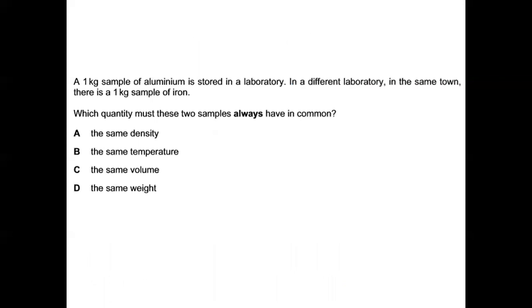Next, a 1 kilogram sample of aluminum is stored in a laboratory. In a different laboratory in the same town, there is a 1 kilogram sample of iron. Which quantity must these two samples always have in common? So we were given the mass, and the mass of the two samples are equal. Okay? So that means their weight will be equal because again, they will be affected by the same acceleration due to gravity.